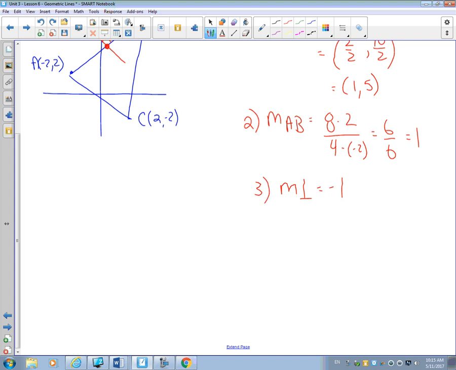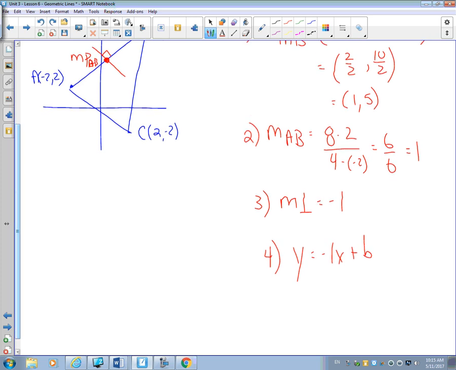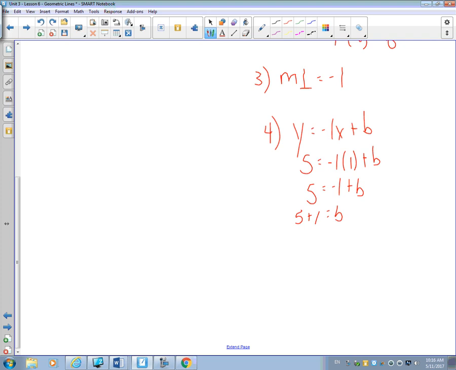And step 3, if you will. Step 4, let's find the equation. We know our slope is negative 1, so y = -1x plus something. I need a point, an x and a y, that I know is on this line. There's only one point that I know, the midpoint. It's the only point that I know for sure is on this line. And I know the point there is x is 1, y is 5. Let's solve for b. I get 5 plus 1 is b. So in other words, b is 6. So the equation of that perpendicular bisector is y = -1x + 6.